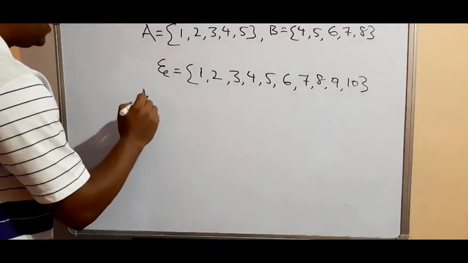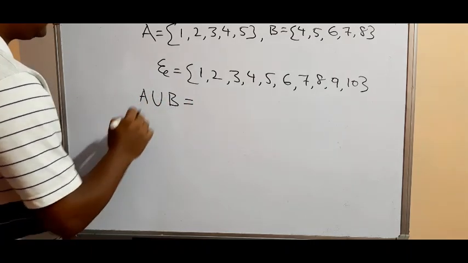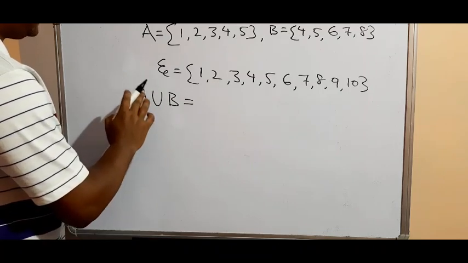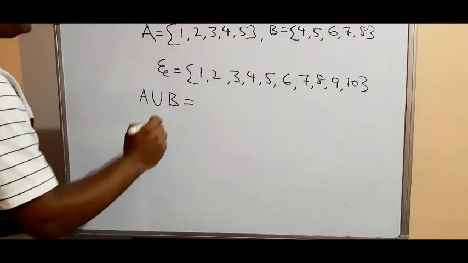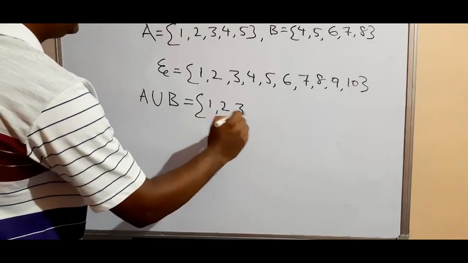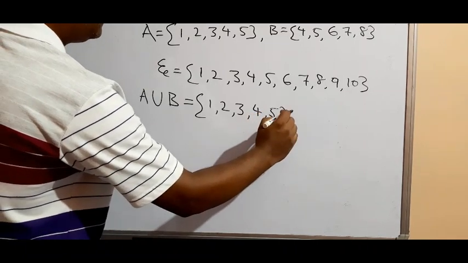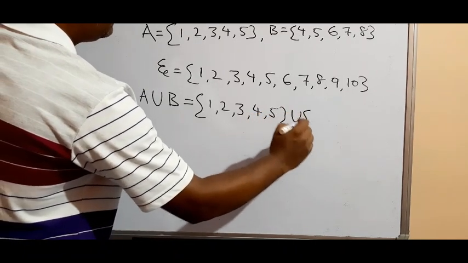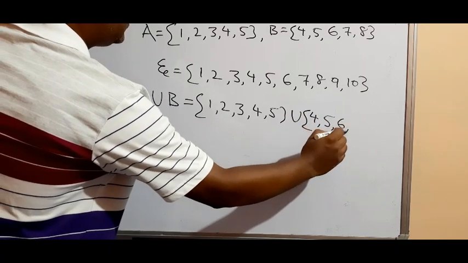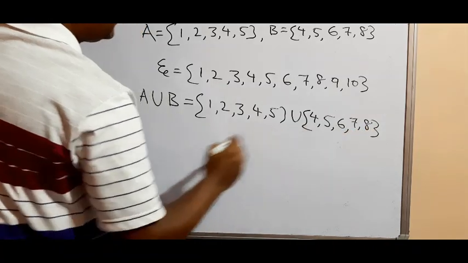Union of sets is expressed by the symbol capital U. Union of sets A and B is read as A union B. So set A is given: 1, 2, 3, 4, 5, then the union symbol, and set B is given: 4, 5, 6, 7, 8.